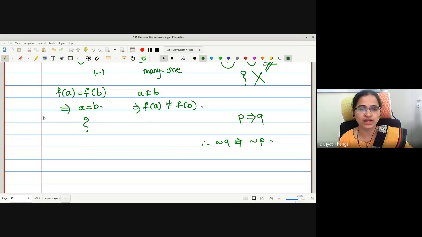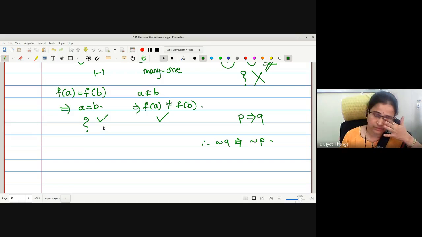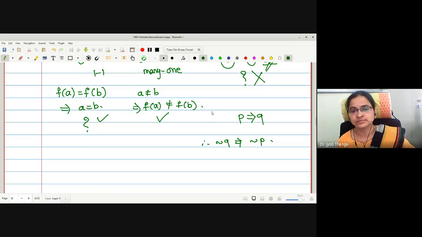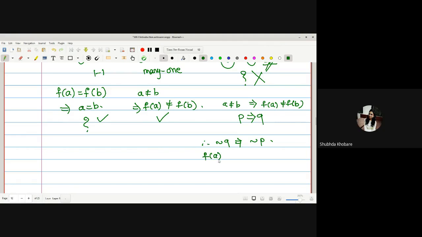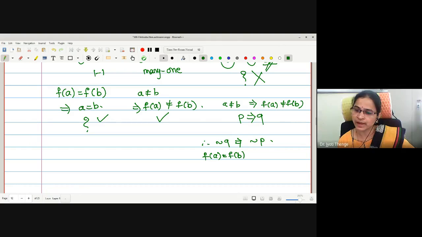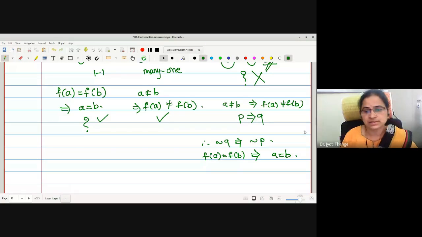Now explain how we are proving this one. This is a definition and this is what we are proving. The statement P implies Q; the contrapositive tells that negation Q implies negation P. If I take the statement P as a not equal to b, what should I prove? f(a) not equal to f(b). What is the negation of my Q? f(a) equal to f(b). Then it implies a is equal to b. Correct.